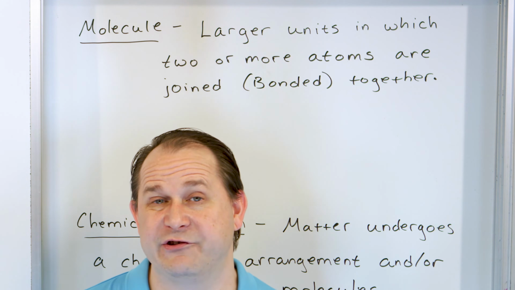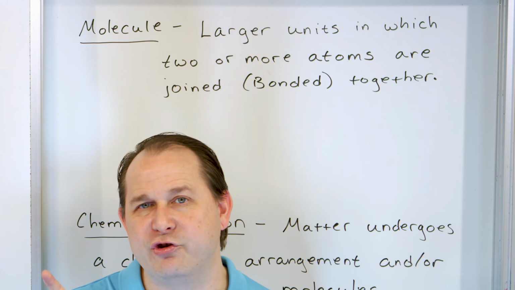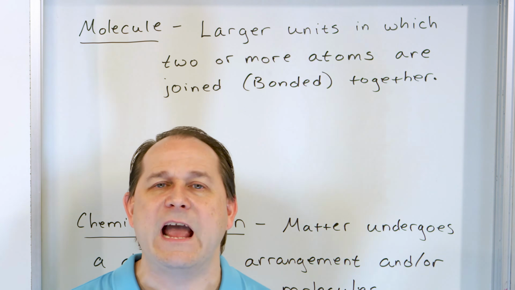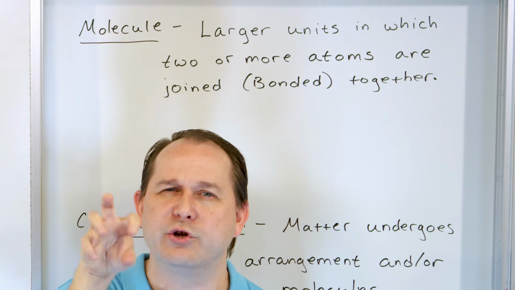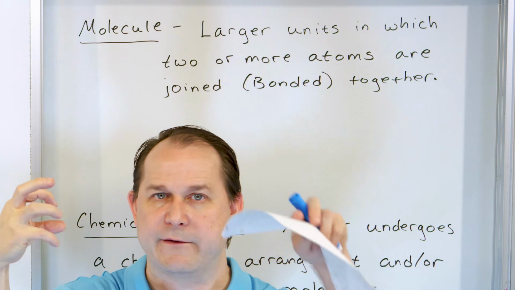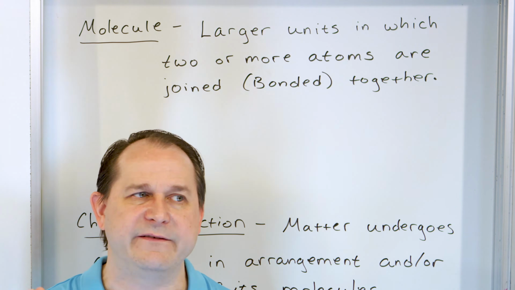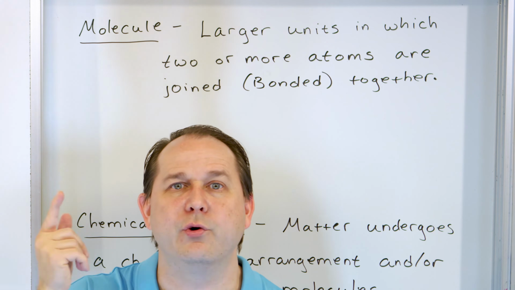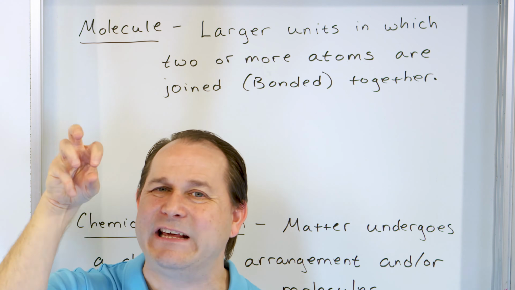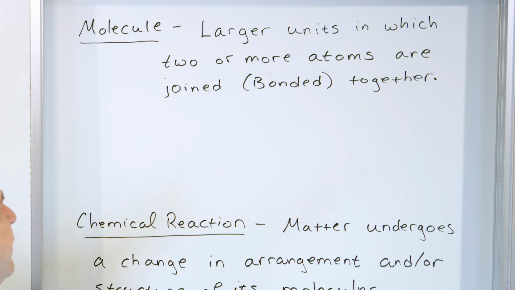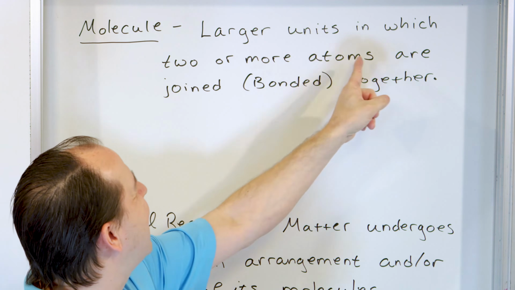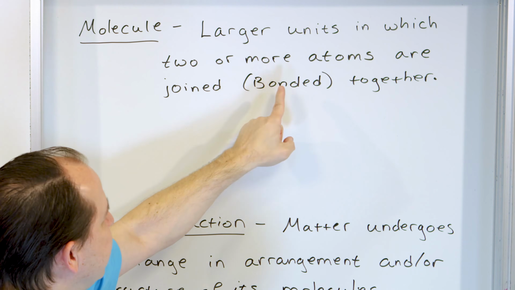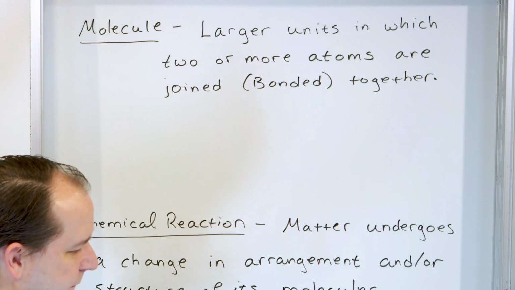And in our definition, a molecule is when you take two or more atoms and you join them together into their own little unit where they float around together, kind of hooked together, because these things do in some cases like to bond together, like H2O, water. They're bonded together in a unit, and that unit is called a molecule. So it's a larger unit in which two or more atoms are joined, which in chemistry we call bonded, together.